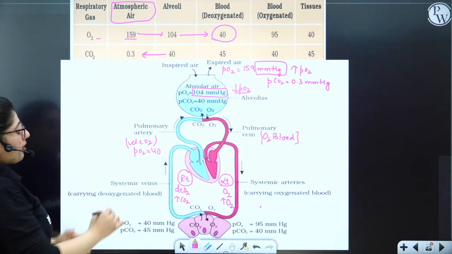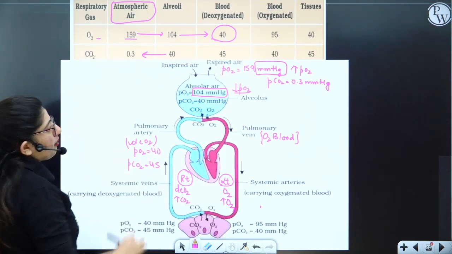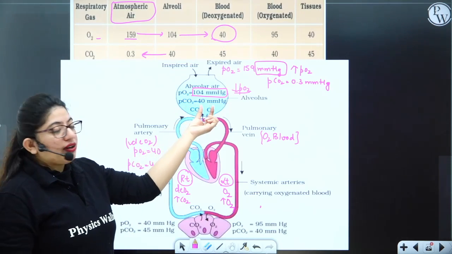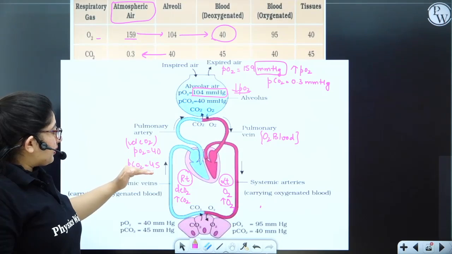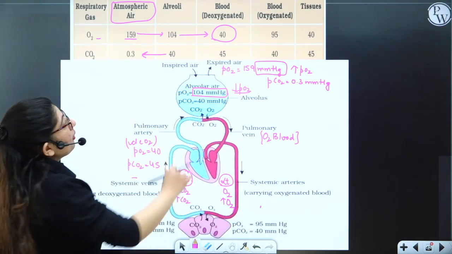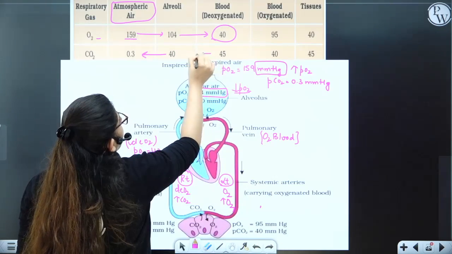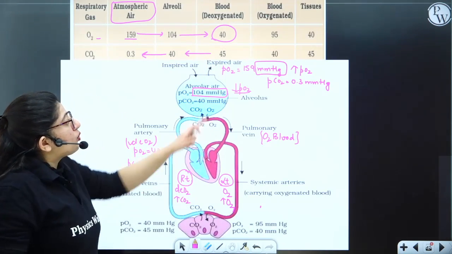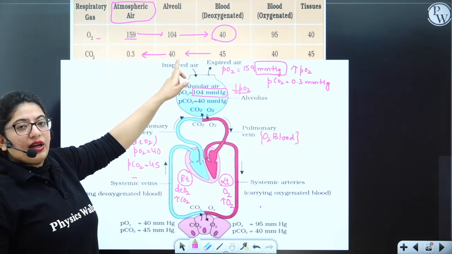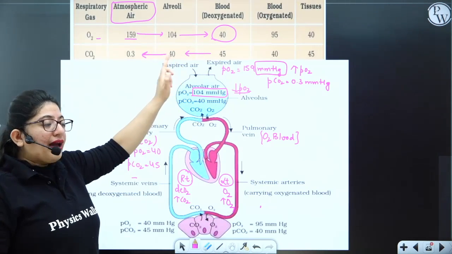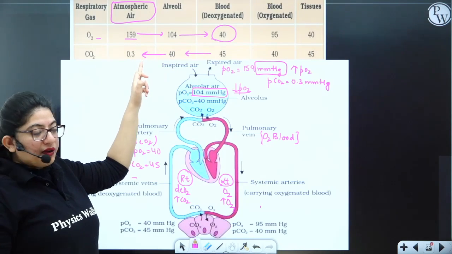Again, the partial pressure of CO2 in deoxygenated blood is 45 mm of mercury and in the alveoli it is 40. So you have to compare these two. So if I say this is higher, this is lower, what will happen? The CO2 will move inside the alveoli. So in the deoxygenated blood it was 45, so that's why it moved from high to low in the alveoli, and in alveoli it was much higher than the atmosphere, so again it will move from alveoli to the atmosphere.